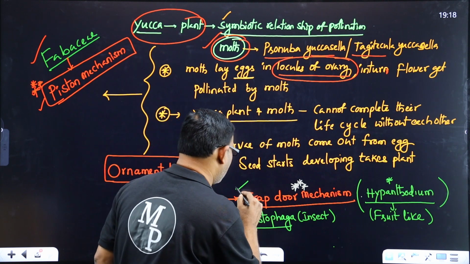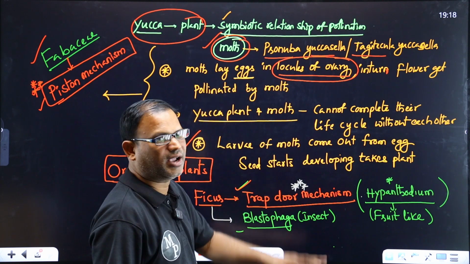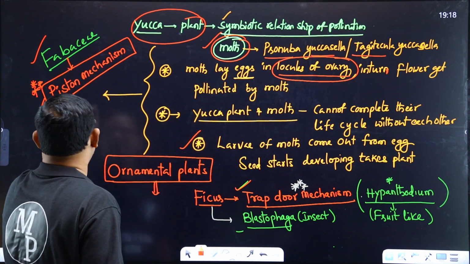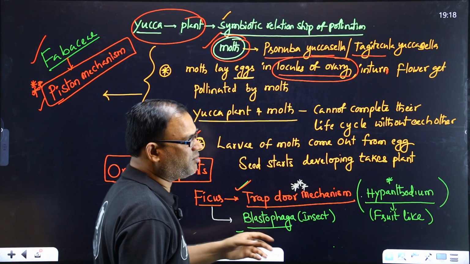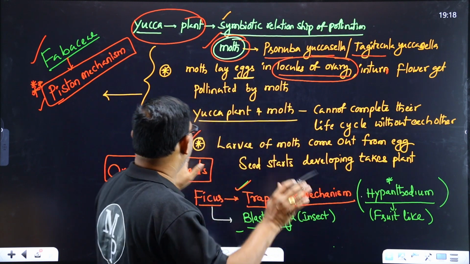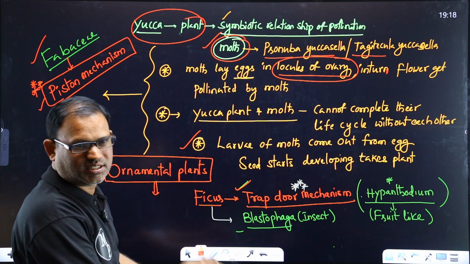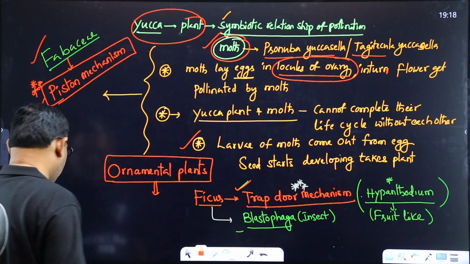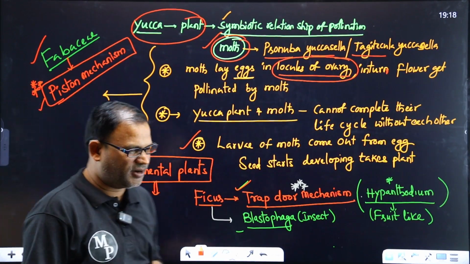In Ficus, which type of mechanism? The trapdoor mechanism. In Fabaceae, which mechanism is there? The piston mechanism. These are the very important pollination mechanisms. Now coming to the next one, very important.